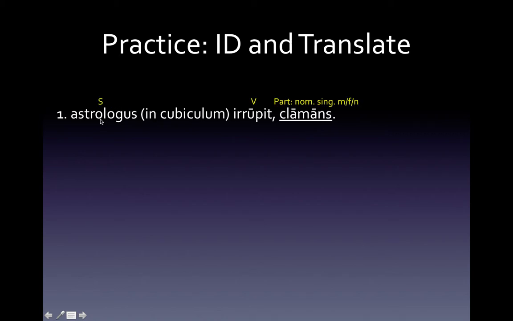So astrologus is nominative singular, it's our subject. Erupit is the verb. This participle here, like I said a few seconds ago, is nominative singular. It could be masculine, feminine, or neuter. However, we can figure out that it is actually masculine because it's modifying astrologus. It's the only other thing in the sentence that is nominative singular. And this sentence would read, the astrologer burst into the bedroom shouting. So the astrologer shouting. The shouting astrologer burst into the bedroom is how you could also translate that sentence.